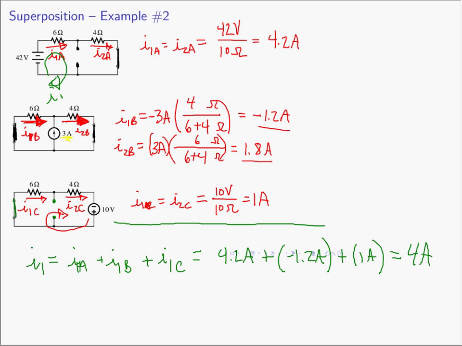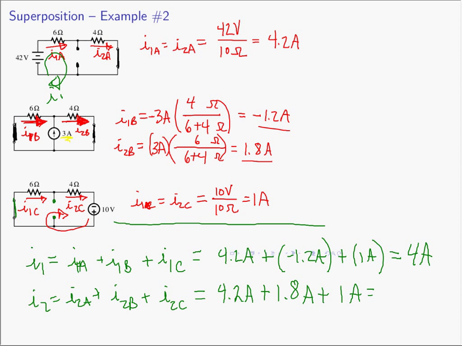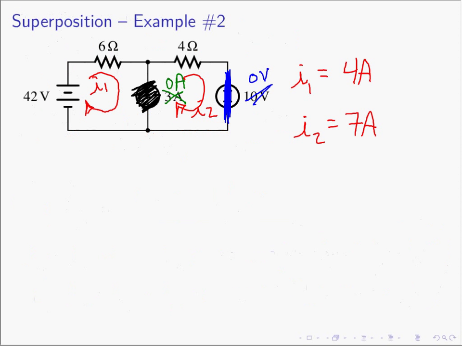And then I2 is going to be I2A plus I2B plus I2C, and adding those up, we have 4.2 amperes plus 1.8 amperes plus 1 ampere, and you add those up, and you'll find that I2, the total I2 current in the original circuit, is 7 amperes. And if you take the numbers here, 4 amperes and 7 amperes, and go back and compare it to the solution we got from mesh analysis in the previous video, and for the super mesh, 4 amperes and 7 amperes.